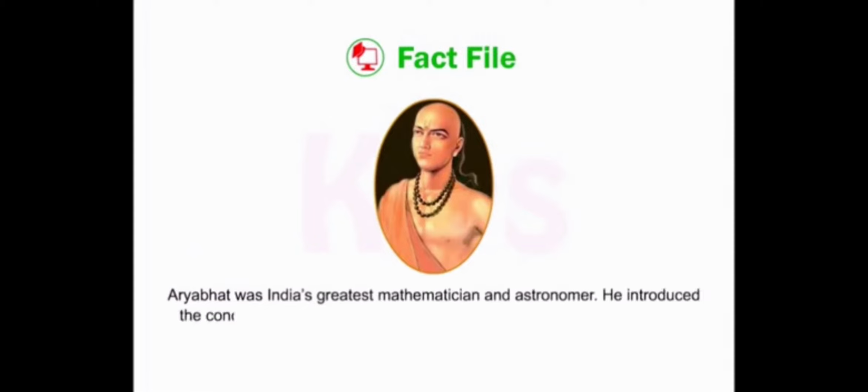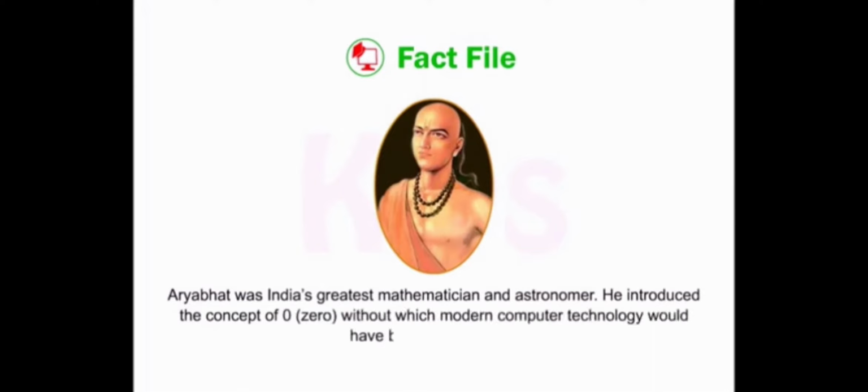Students know the fact that Aryabhata was India's greatest mathematician and astronomer. He introduced the concept of zero, without which modern computer technology would have been non-existent. Okay, so first let us start with the decimal number system.